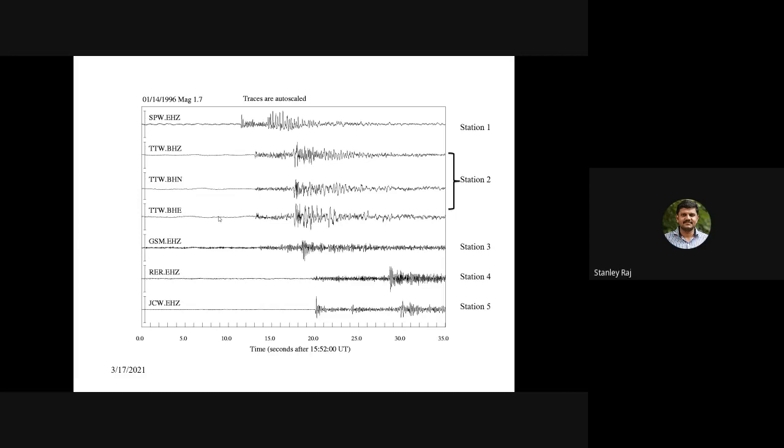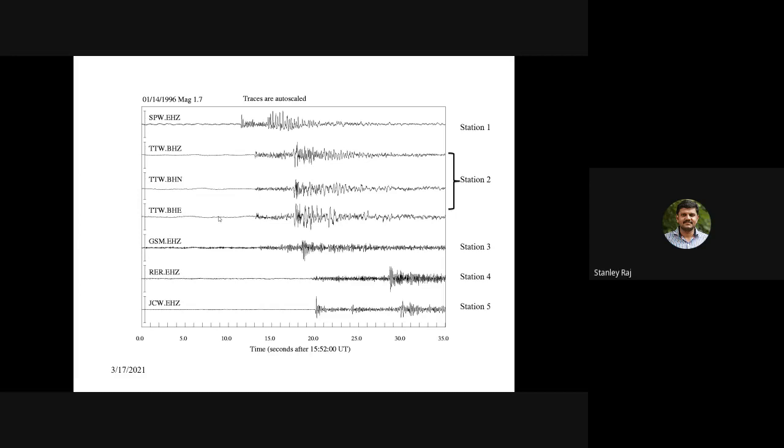The seismic wave originated on January 14th, 1996, with magnitude 1.7. It has been recorded, but this record is different at different stations. Then how can we estimate? All these things we are going to discuss in this class.